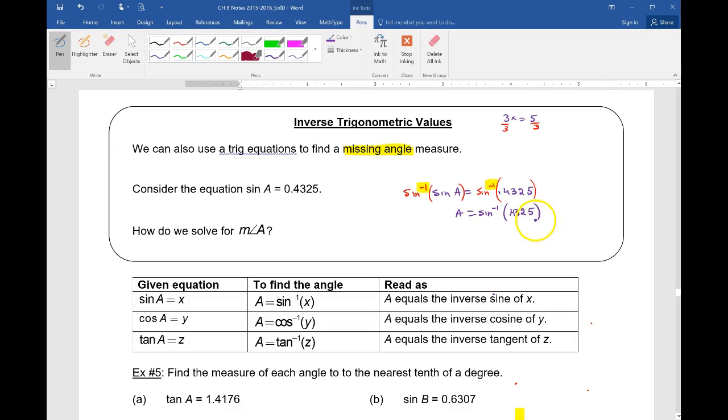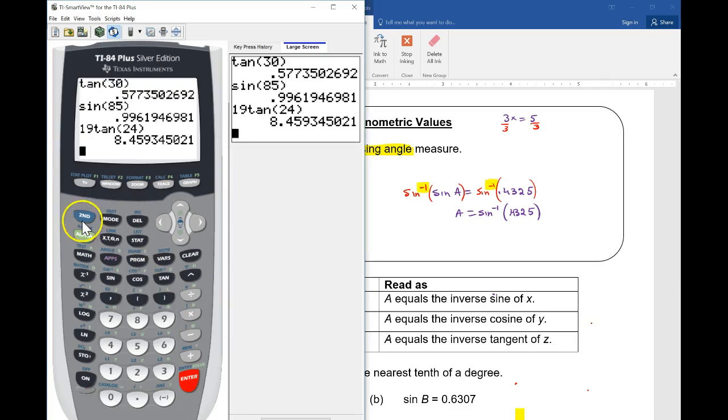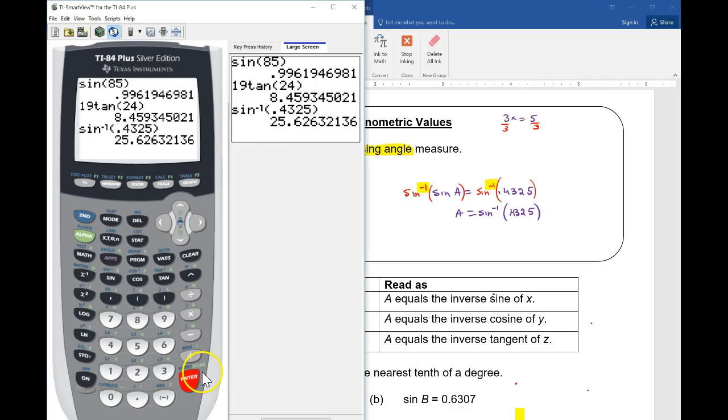And now you plug that in your calculator. How do you plug it in your calculator? You have to do second or shift sine. You see how right above the sine it says sine to the power of negative 1? So you do shift sine. You put in your decimal. And that's your angle, 25.6.